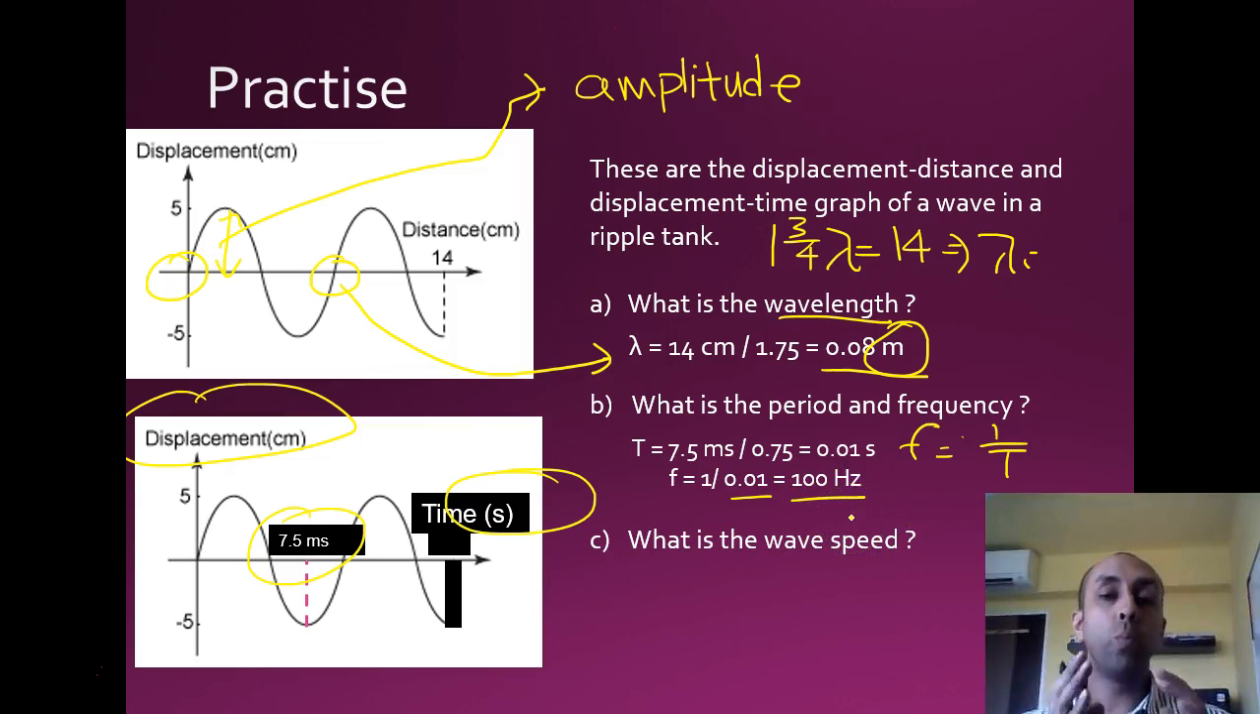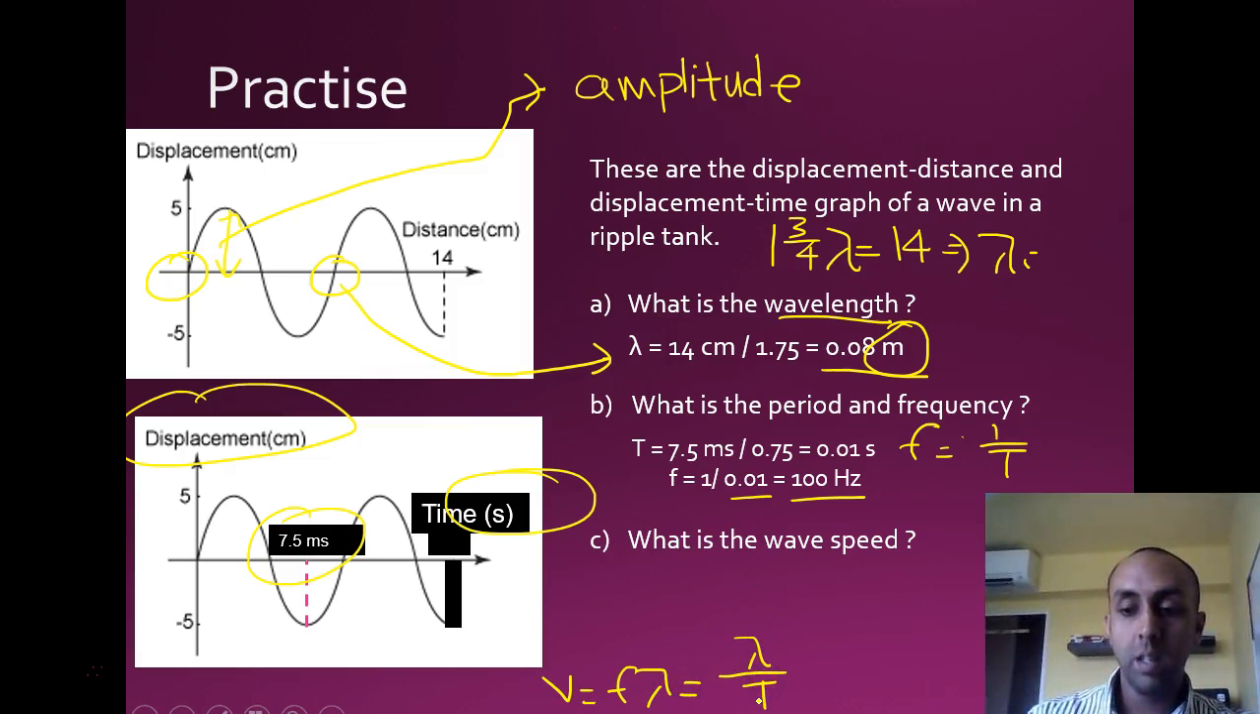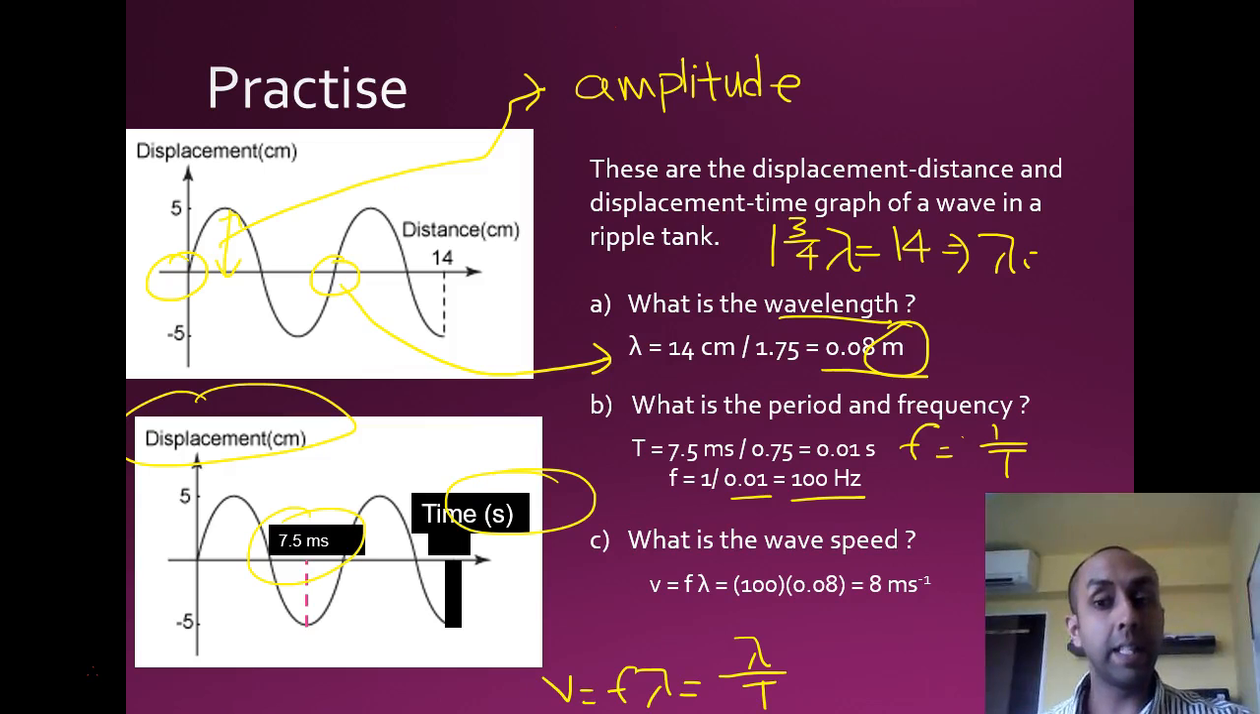For the last part, wave speed is actually quite simple. You just need to use the formula. It's either going to be v equals f lambda or lambda over T. So in this one, I used f lambda, and then the unit is 8 meters per second.